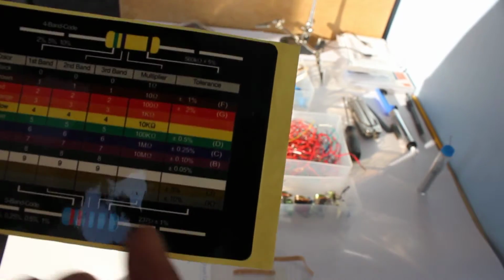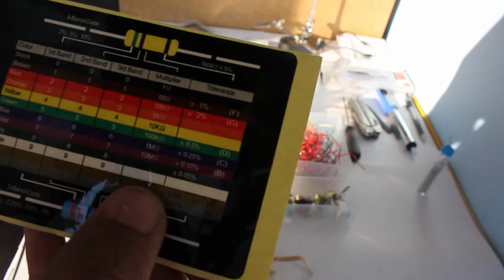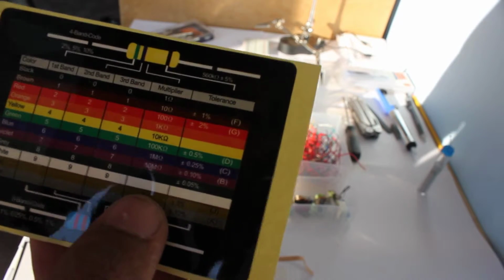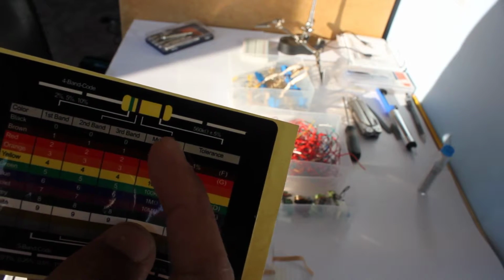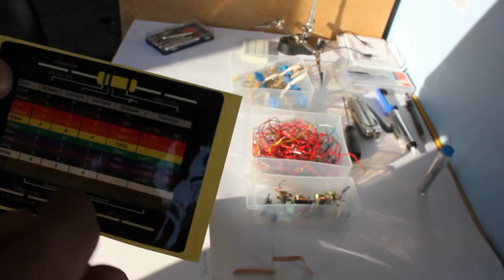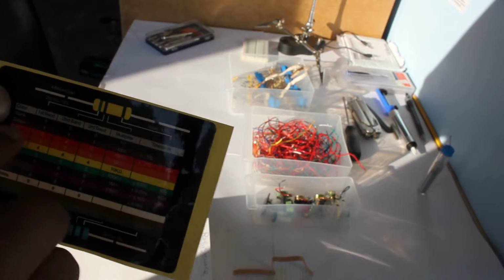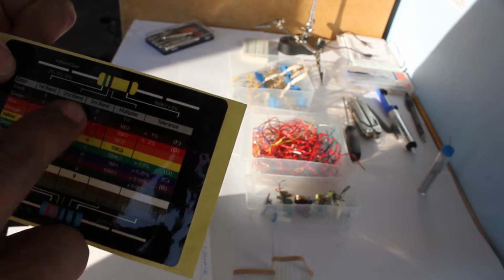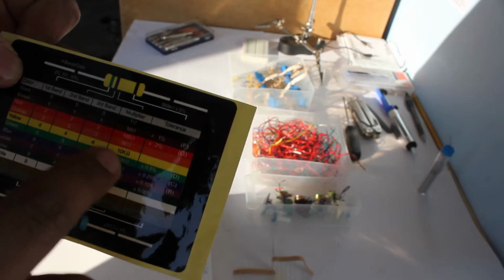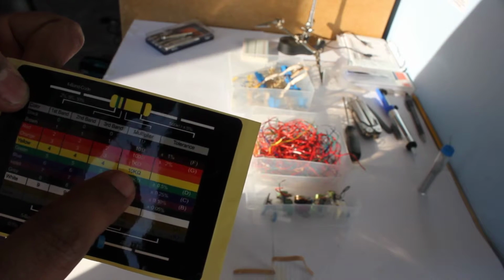But that's for the first, second, and third band. You also have the multiplier, which is the last band, and that just means the value is multiplied by it. Sorry, I didn't include black in the first one. Black is 0. So if you had brown, black, that would be 10, and then you have the multiplier, so maybe it's brown, black, yellow. It'd be 10 times 10 kilo ohms, which is a mega ohm.